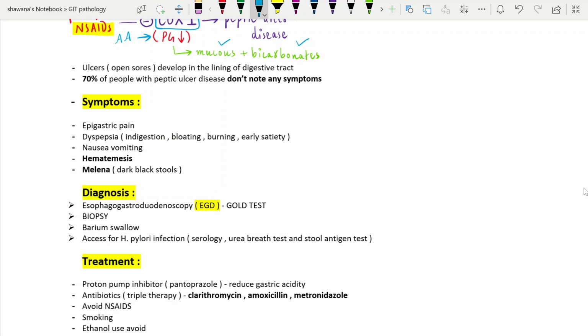Dyspepsia means that there is a problem in digestion. Early satiety can occur. Early satiety means that we have eaten a small portion of the food, but we think that we have eaten a lot. Burning sensation and bloating can occur. Also, nausea, vomiting, hematemesis, which means vomiting with blood, and melena, which is tarry or black stools, can also be symptoms of peptic ulcer disease.